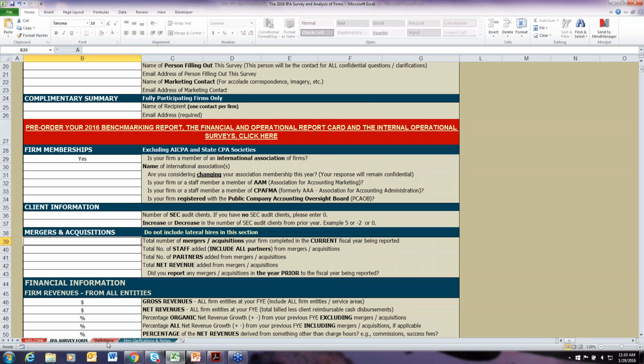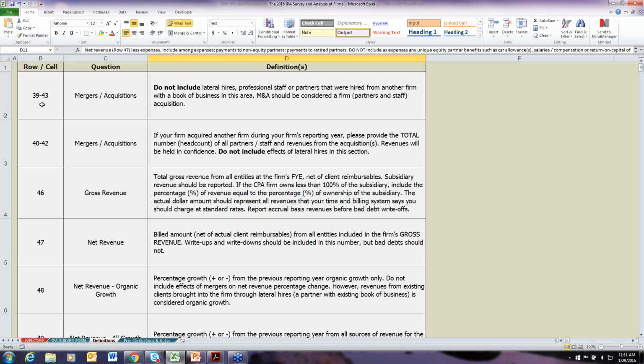Let's take a look at the definitions tab and go to row 39 on mergers and acquisitions, and it'll give you a little bit more detail on what to include. Do not include lateral hires, professional staff, or partners that were hired from another firm with a book of business as a merger. M&A should be considered an acquisition of a firm with partners and staff along the way.